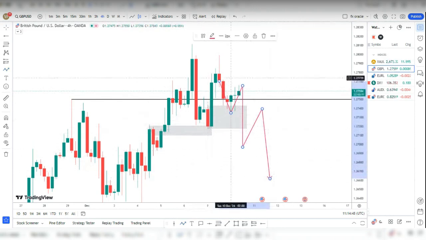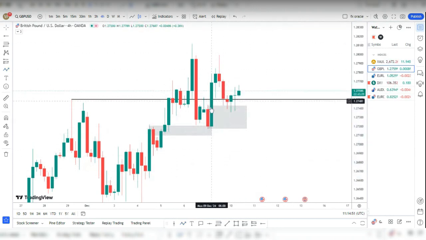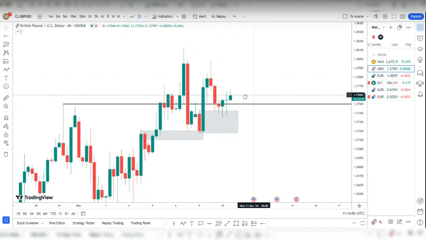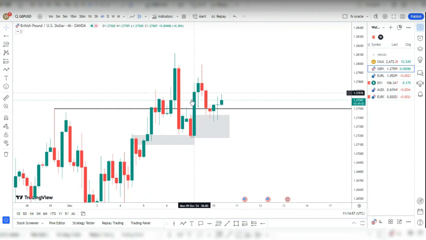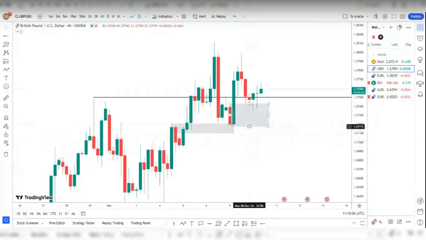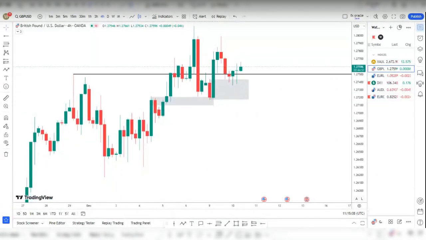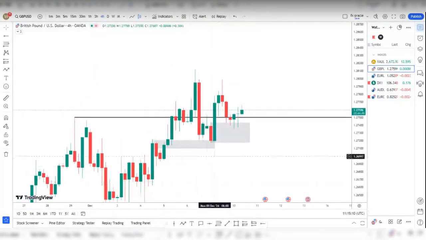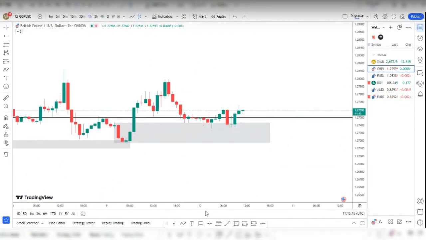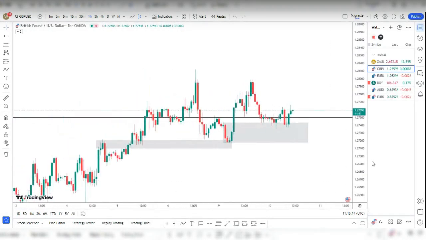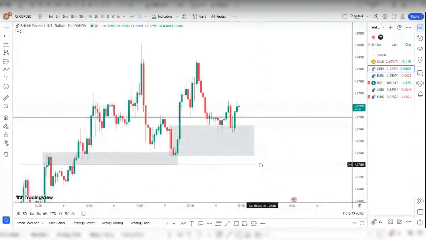But since we haven't violated this demand zone, currently I'm still bullish on GBP USD until this low is violated, because this is the low that caused the last break of structure to the upside, and which is respecting the order flow. So if it's violated, then fine, I'll start looking for sales. So that would be a good setup for a sell.